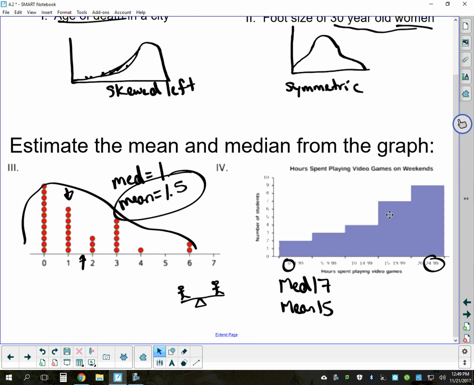Okay, and I'm thinking that should be somewhere in this region, and that was going from 15 to 20, so I'm saying about 17. The mean, though, the average, these numbers are going to pull that average down, so I made that about 15. Again, you're skewed to the left. When you're skewed to the left, your mean has to be less than your median.